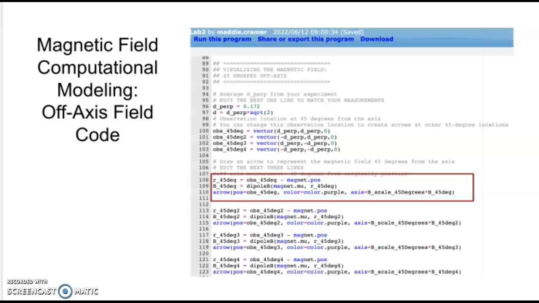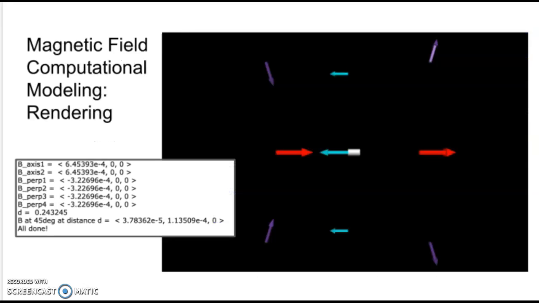Okay, moving on. So this is our computational rendering. The red arrows are representative of the on-axis field. The blue arrows are representative of the perpendicular axis, and then the purple arrows are representative of the 45-degree angle. And then again, this is basically the expected value of the magnetic field vector, which I compared earlier to the measured value.